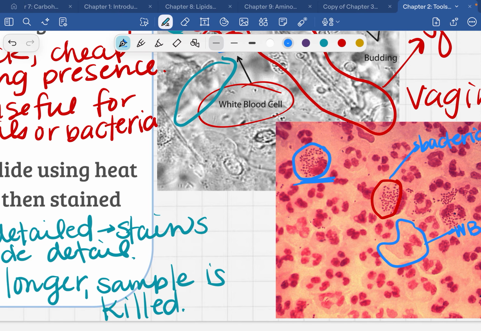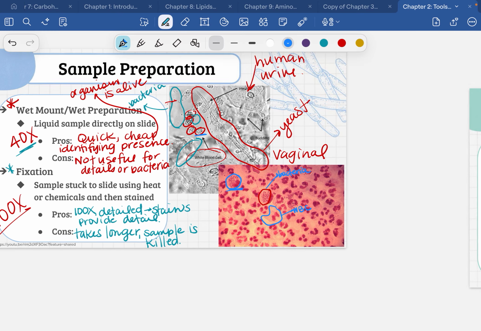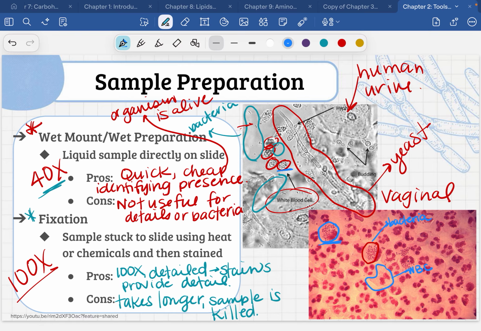So those are our two major types of preparations. We have a wet prep, which is unstained, it's fast, quick, easy. It's good for the identification of the presence of organisms, but it can only be looked at 40x, and it doesn't show great detail. Fixation can be looked at 100x, shows a lot more detail, is useful for looking at bacteria, but it does take a little bit longer and does take some amount of training. And it does kill your sample.